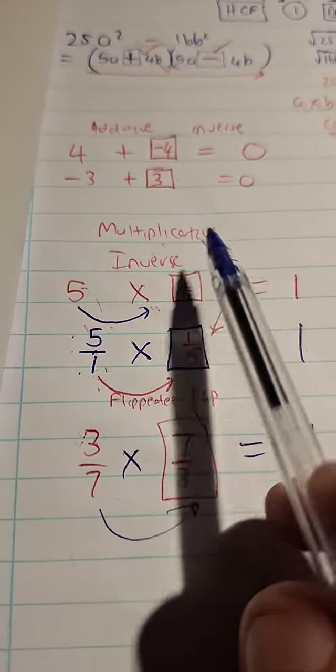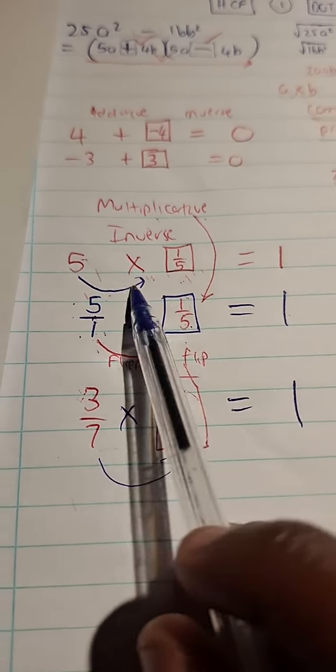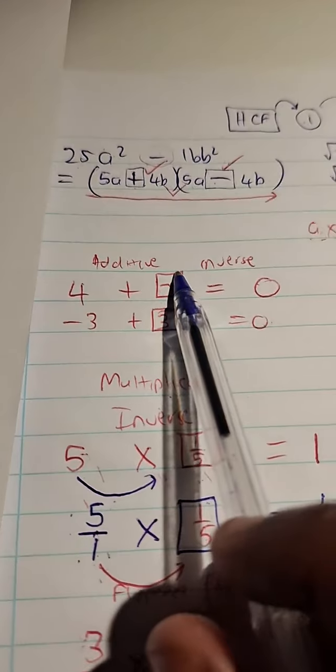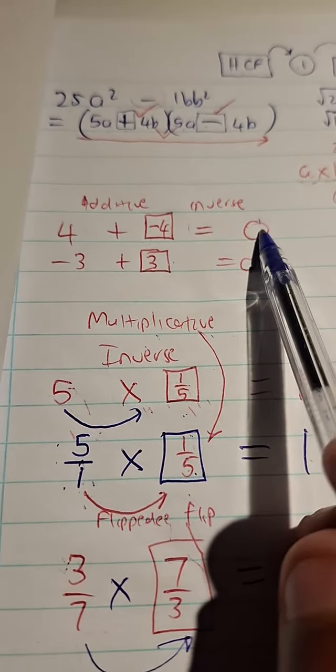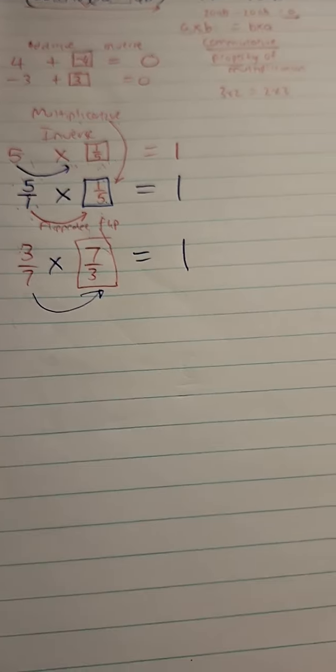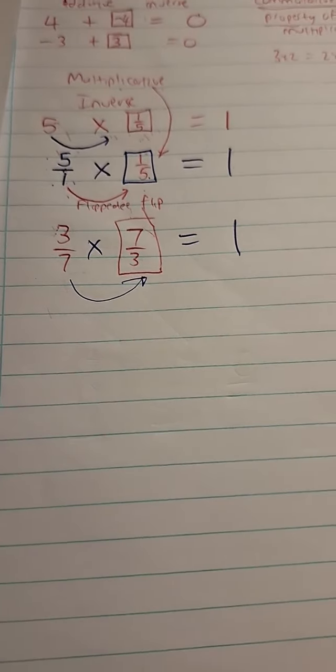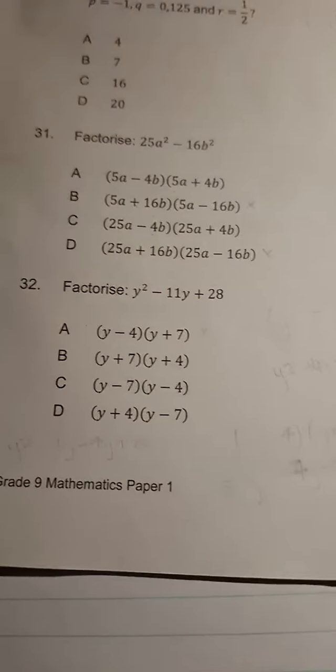So that's what we mean by multiplicative inverse: that which we multiply to another to get 1. By additive inverse, that which we add to another to get 0. I hope you understand that part. Okay, let's move on. Next question.